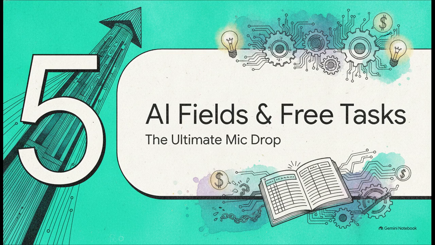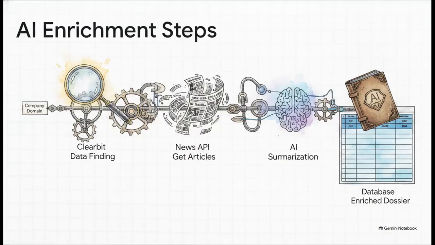Section 5. AI fields and free tasks, the ultimate mic drop. Let's finish strong. This is where you become utterly invaluable to whoever hires you. We're going to have AI do your tedious busy work, and we're going to save your client's budget at the exact same time. Imagine your boss tells you to research 50 new company leads. They want you to find their estimated revenue, look up their recent news, and summarize it for a briefing. Are you really going to hit Command-C, Command-V for 6 straight hours? No, darling, there is a vastly better way.